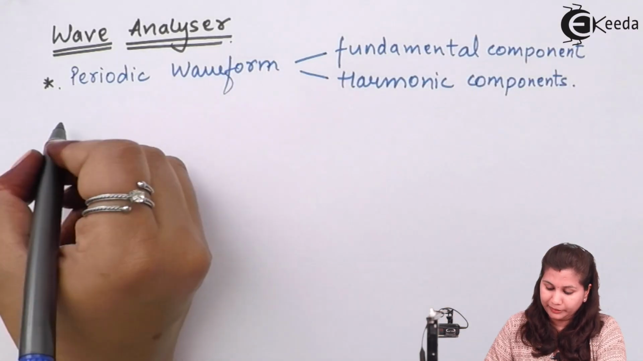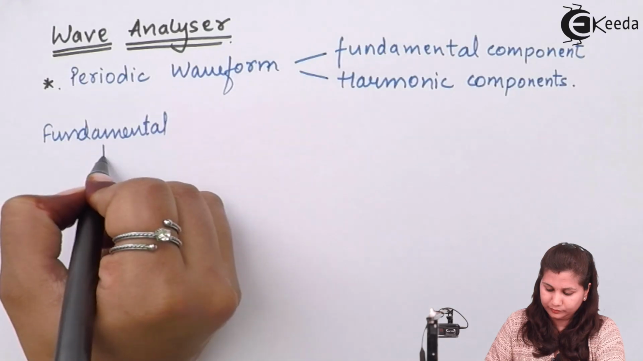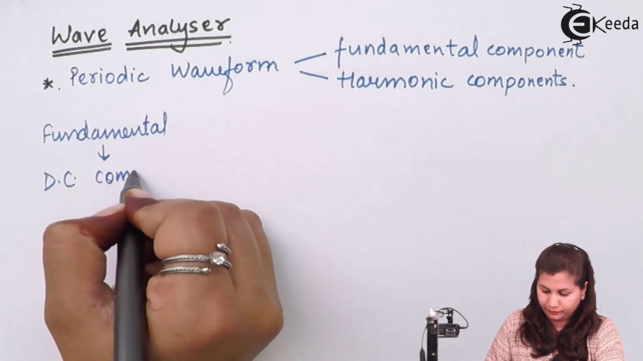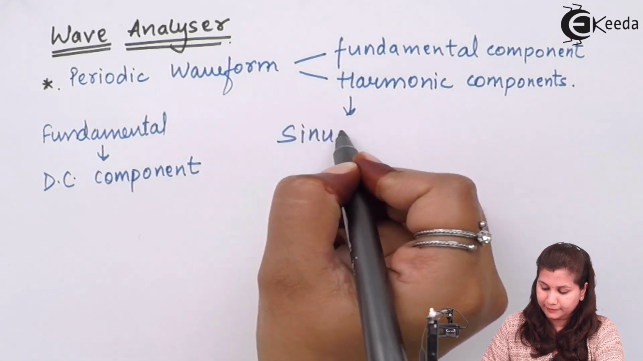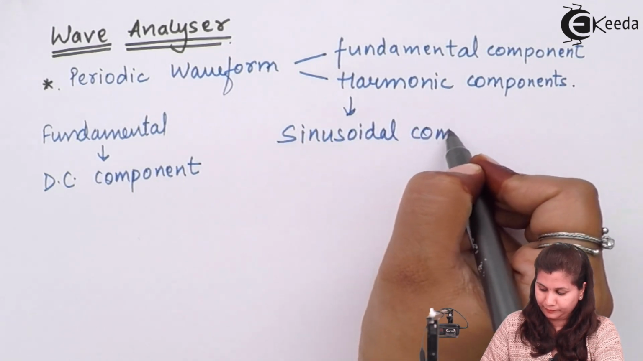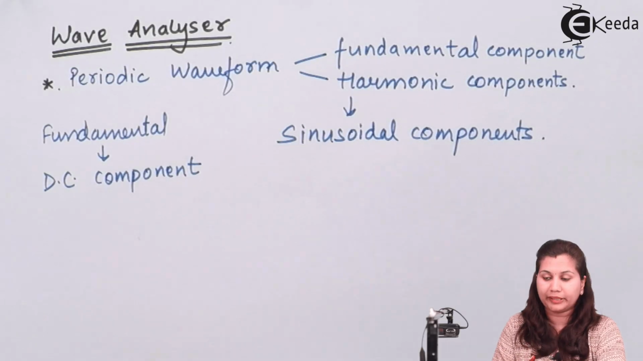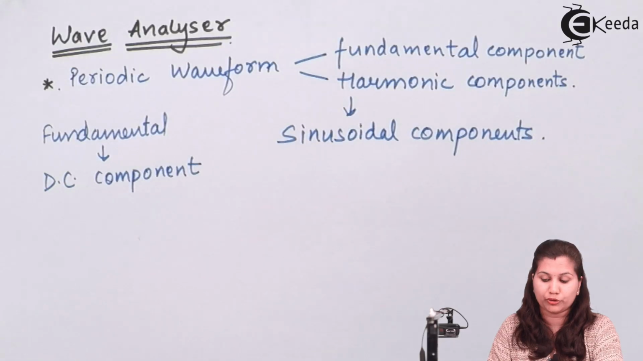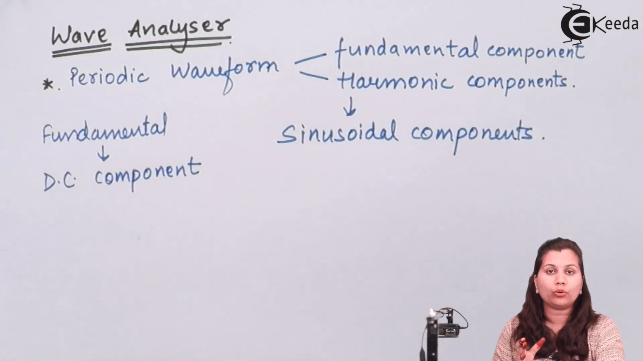Now if we talk about the fundamental component, then it is the DC component, and if we say the harmonic components, then it is the sinusoidal components. So whenever we are doing the analysis of a signal, the signal is a combination of the fundamental component and harmonic components also. So the first thing that is done in the wave analyzer is that all the harmonic components are removed and only one single frequency will be used, and at that frequency the amplitude and other characteristics of the signal will be measured.